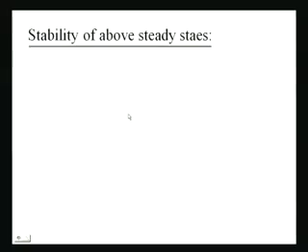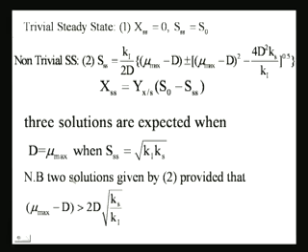Not the trivial solution, no. Trivial solution is 0. This is a solution: D equals mu max and S equals the square root of k I k s. Trivial solution is this one. Let's not confuse trivial solution with this. This is the trivial solution. These are non-trivial solutions. A special case of the non-trivial solution is this one where D equals mu max.